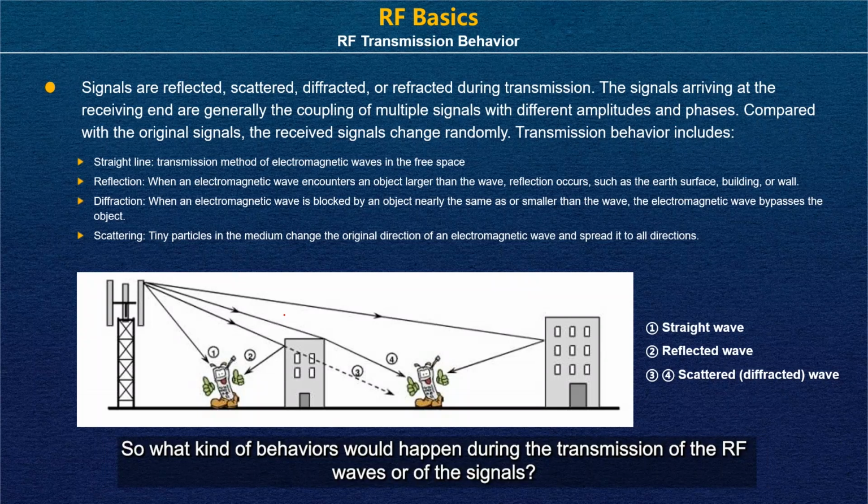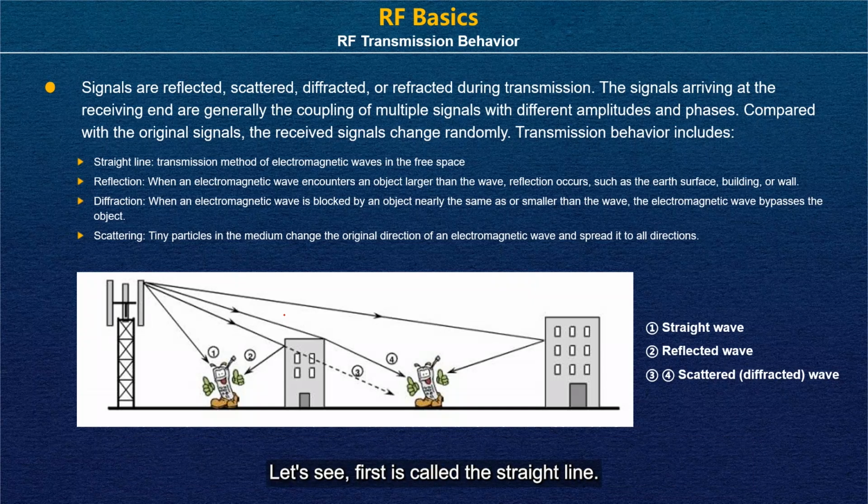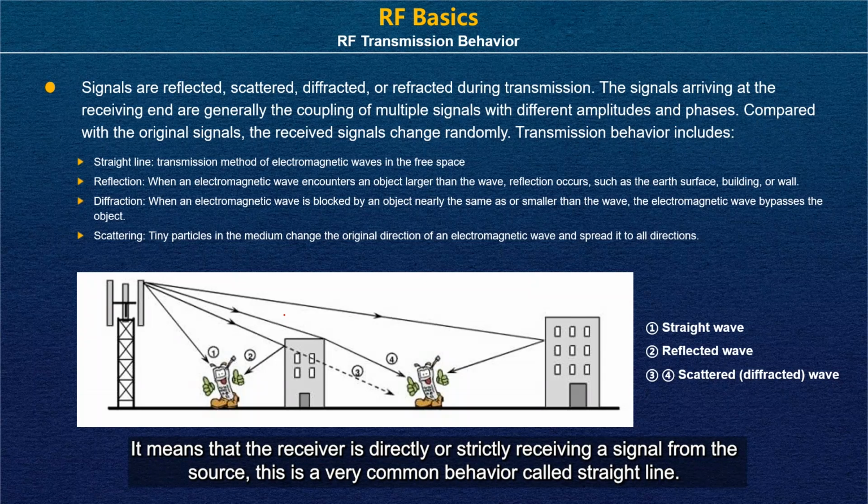So what kind of behaviors would happen during the transmission of the RF waves or of the signals? Let's see it. First is called the straight line. Actually, in this picture, you can see the number 1 arrow. It means that the receiver is directly or straightly receiving a signal from the source. So this is a very common behavior called the straight line.